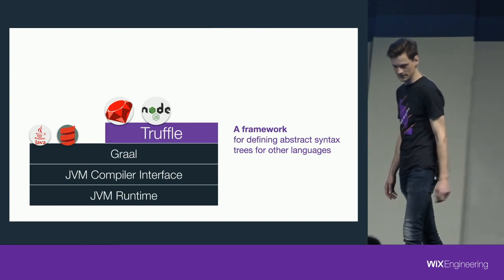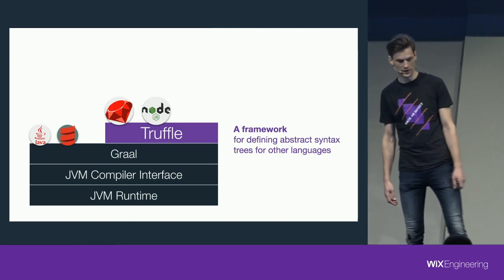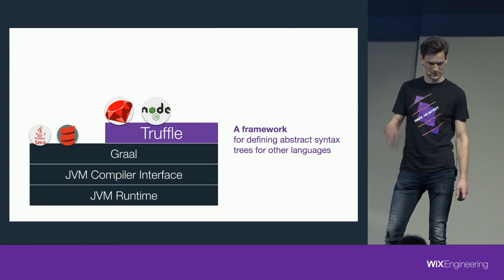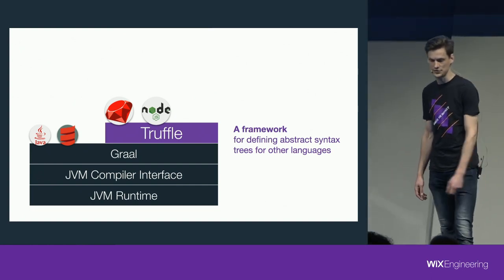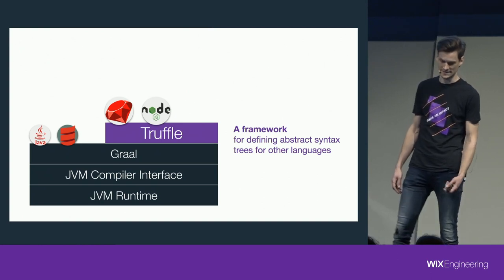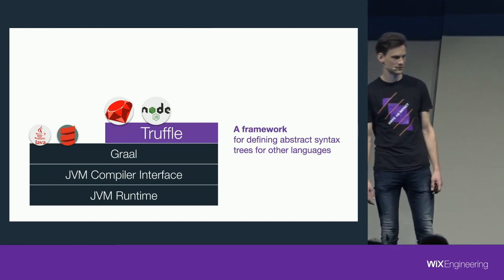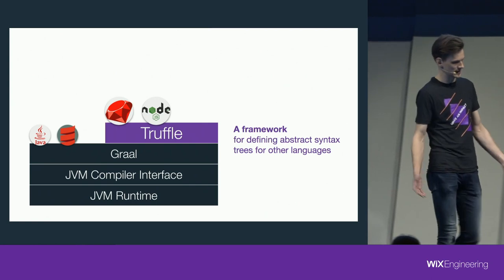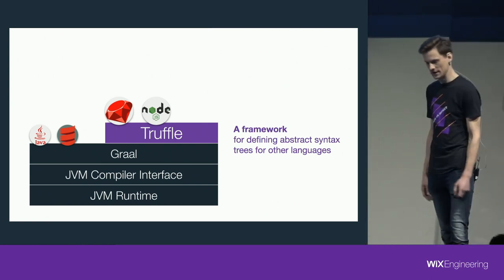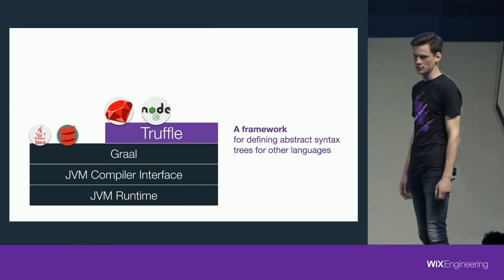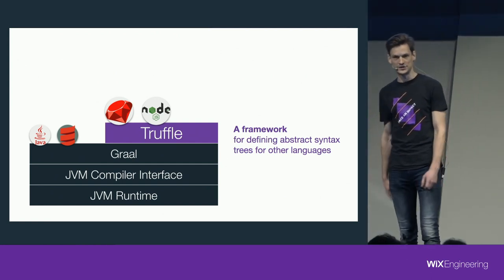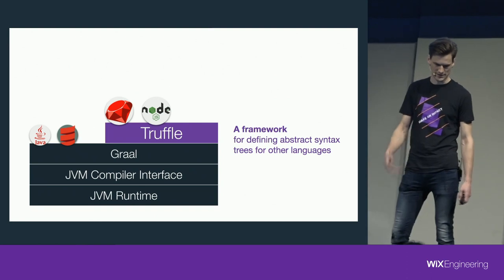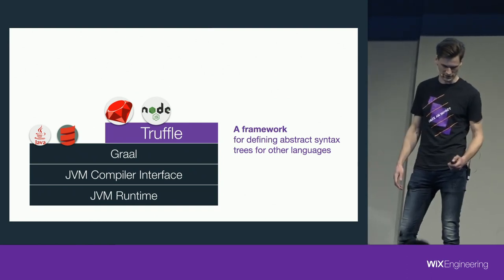The next component that we'll be talking about is Truffle. I guess Truffle is the correct way to say it. It's a framework for defining abstract syntax trees for other languages. And the nice thing about it is that when you define your abstract syntax tree for a language, there's integration with Graal, which allows it to be just-in-time compiled and executed with really good performance characteristics.